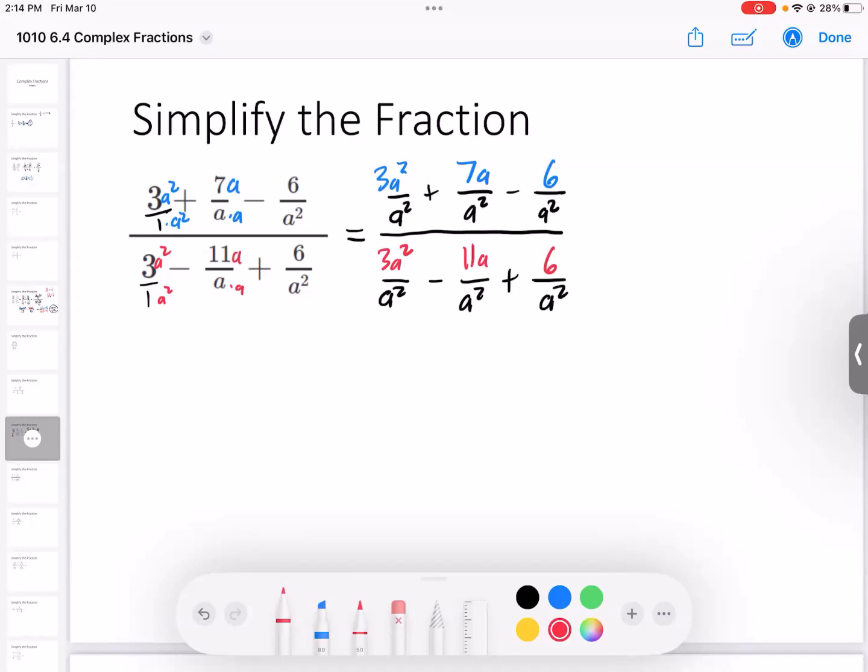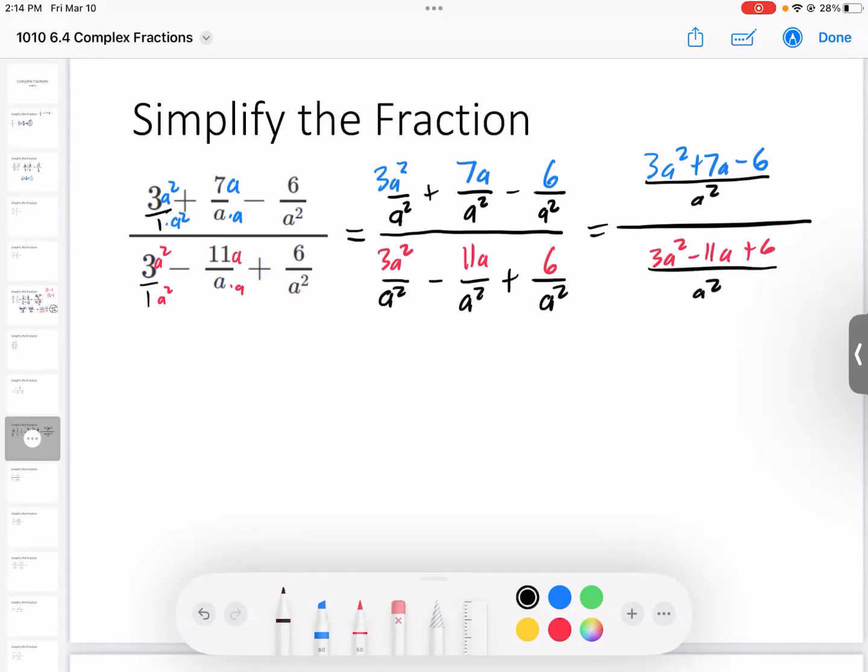So now that I have common denominators for all of my fractions, I can combine them together and add them up. So the top of my fraction is going to look like 3a squared plus 7a minus 6, and that is all over the common denominator a squared. And then on the bottom of my fraction, I'm going to have 3a squared minus 11a plus 6, and that's over a squared.